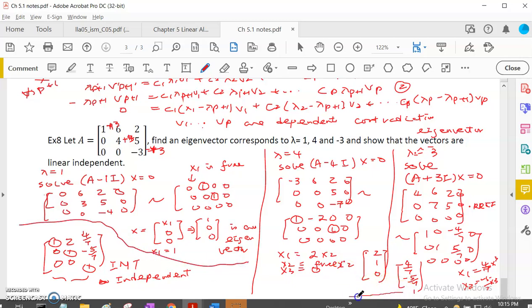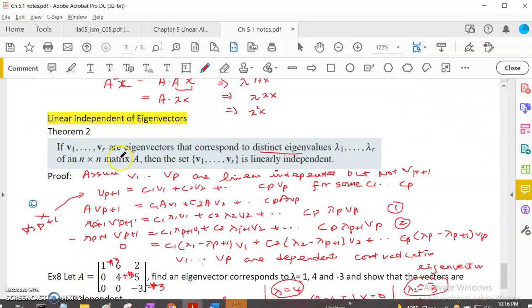Okay, so after this, come here. The first part is to solve lambda equal to 1. What are the vectors? This is the vector. Second is lambda equal to 4. Solve this. This is the vector. And lambda equal to -3. Solve it. This is the vector. And the last part is to check that these are linearly independent. So that's all for this theorem, theorem 2.